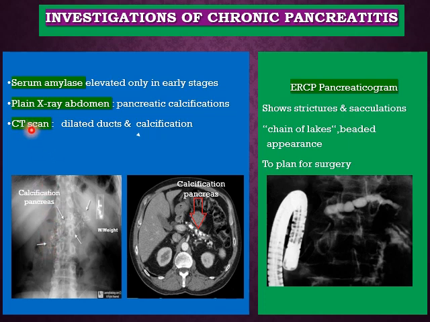A CT scan will show dilated ducts with calcification. Okay, here you see dilated ducts with calcification in the pancreas. Now, if you do an ERCP for these patients, it will show multiple strictures and dilatations. Strictures with dilatation, they are described as a chain of lakes. Okay, this is a chain of lakes or beaded appearance. Multiple dilated ducts intertwined with strictures. So these are known as chain of lakes or a beaded appearance. ERCP is important, especially if you're deciding to do surgery.